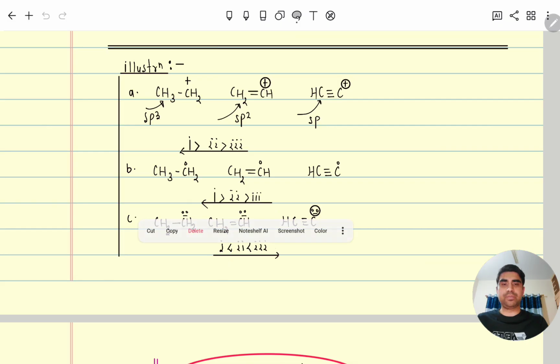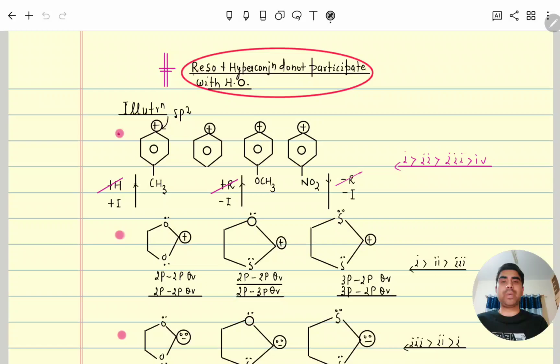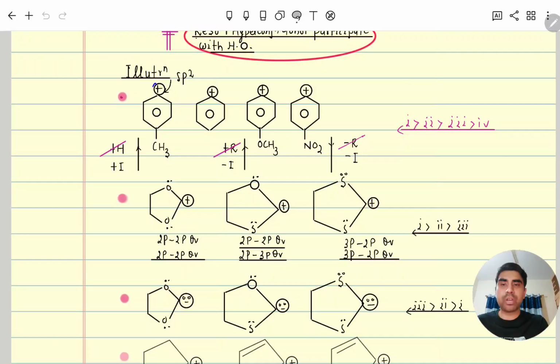So 3, 2, 1. Next, moving further, resonance and hyperconjugation do not participate in a hybridized orbital. Like here you can see the carbocation is generated at sp2. So even though hyperconjugation is happening at ortho and para, this is ortho and this is para, this carbocation is present in a hybridized orbital. So hyperconjugation cannot stabilize this carbocation. So this carbocation is less stable. Clear?